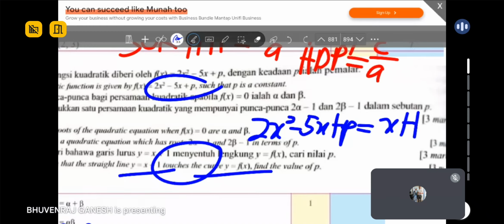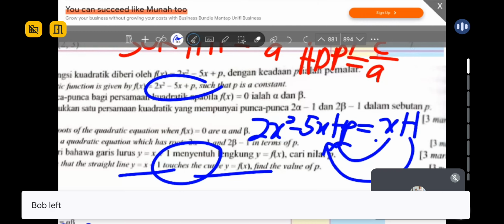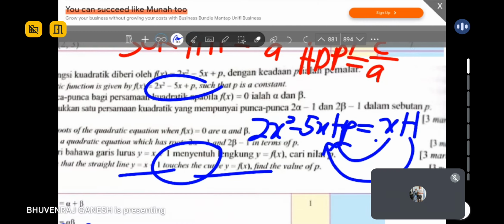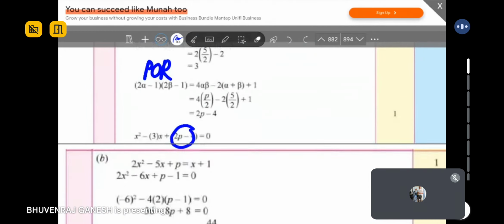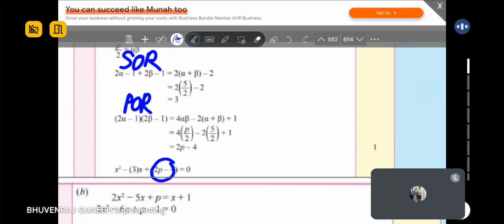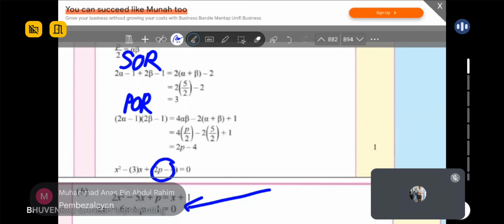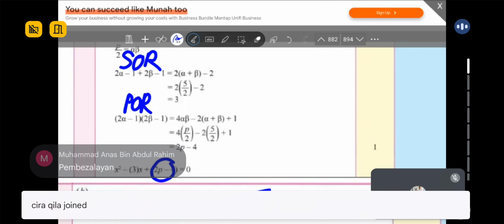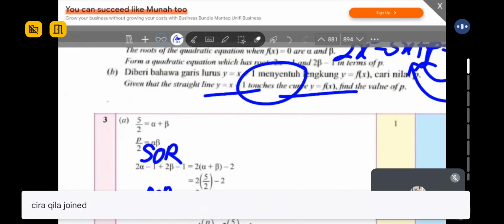Okay, then you equal to 0. Okay, bagi semua ni ke sebelah kiri. You shift it all to the left hand side. Okay, so you get something like this. Kamu dapat macam ni. Alright? Okay, now guys, what is the concept untuk cari nilai P? Apa konsep dia sekarang? What method you must use? Anyone? Yes, pembeza layan guys. You must use the discriminant concept.